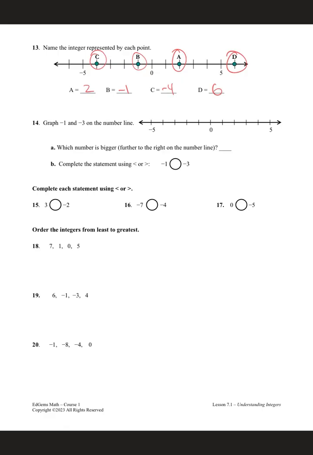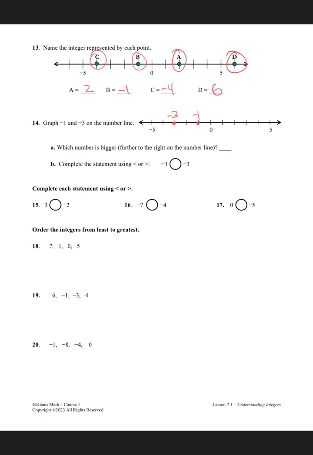Pretty straightforward, pretty simple. For number 14, it says graph negative 1 and negative 3 on the number line. So let's do that. From 0, I'm going to go 1 spot to the left, that's negative 1. And then I'm going to go 3 spots to the left to negative 3.